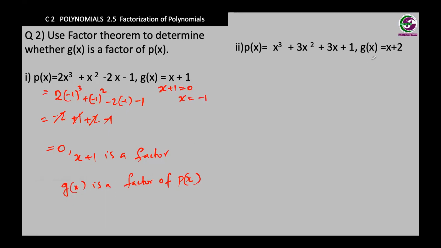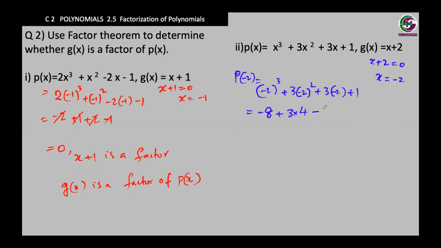Now let's see the next example. Again, x plus 2. So we rewrite x plus 2 is equal to 0, or we say x is equal to negative 2. So p of negative 2 is equal to negative 2 power 3 plus 3 times negative 2 power 2 plus 3 times negative 2 plus 1, which is equal to negative. So negative power 3 is negative 8. It is positive, so 3 times 4 minus 6 plus 1, which is equal to negative 8 plus 12 minus 6 plus 1, which is negative 1.